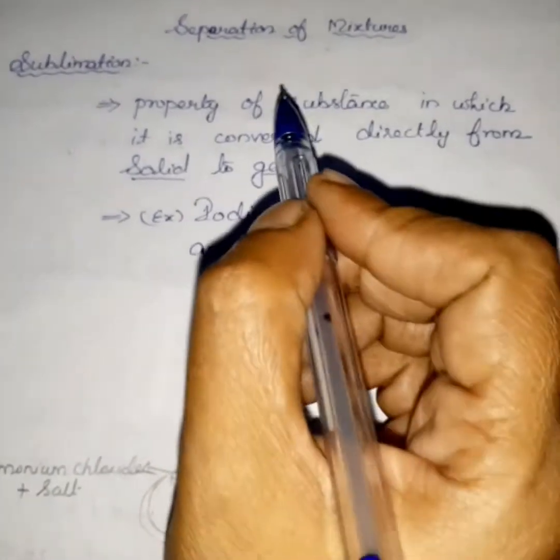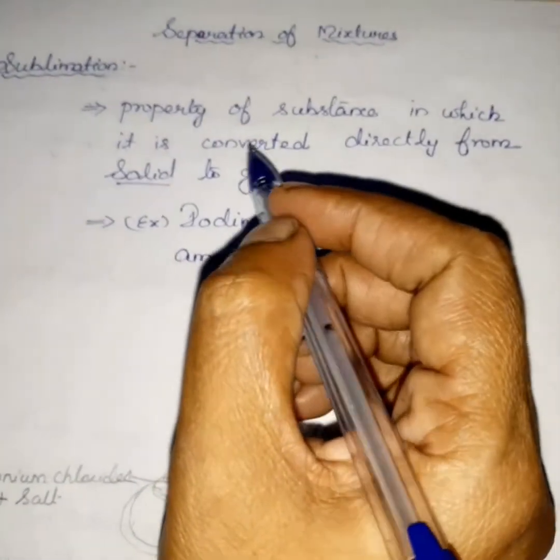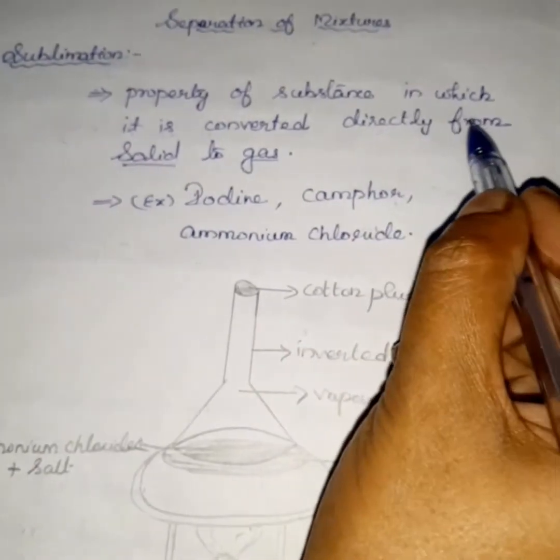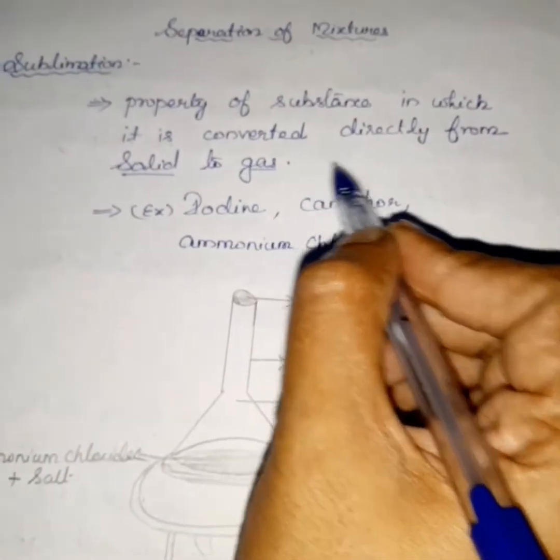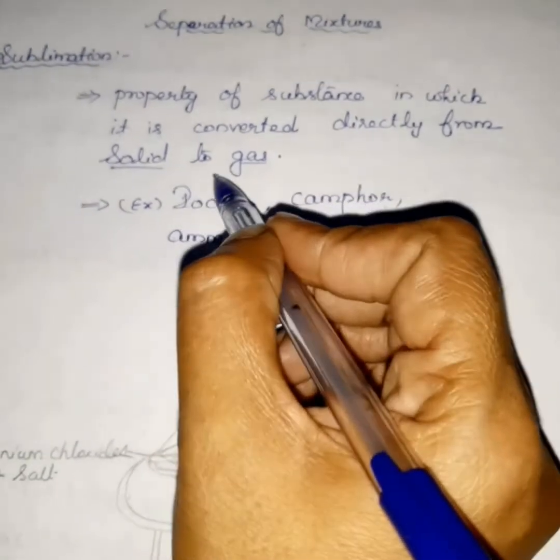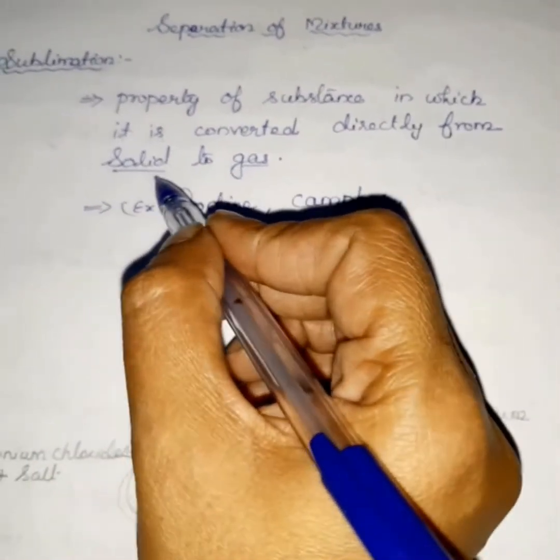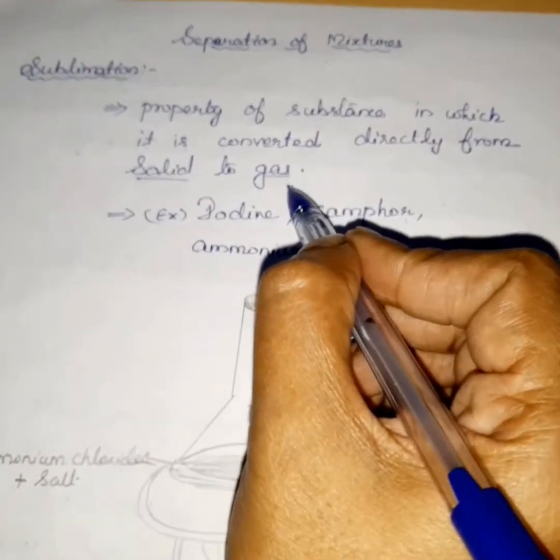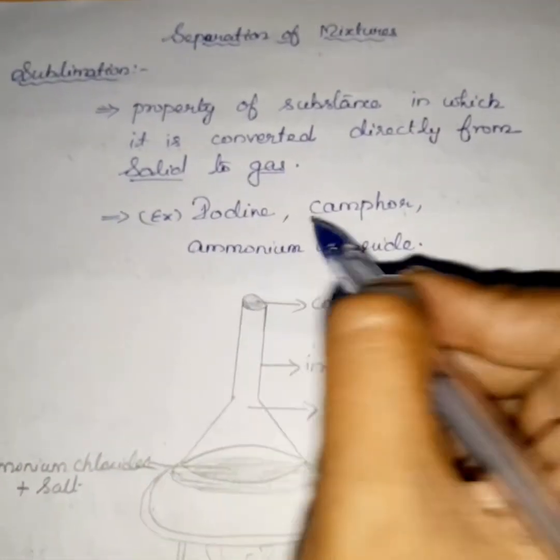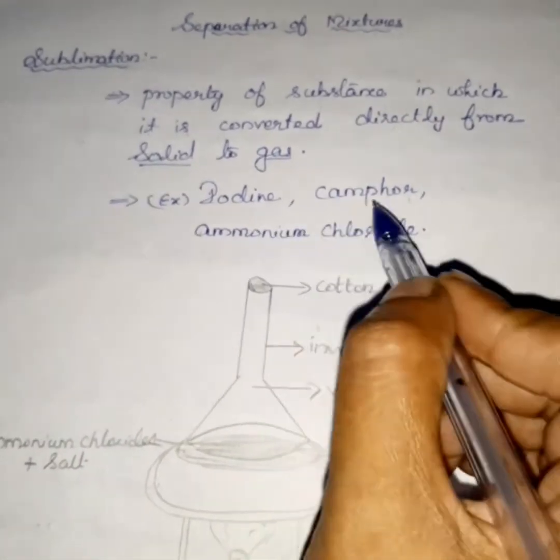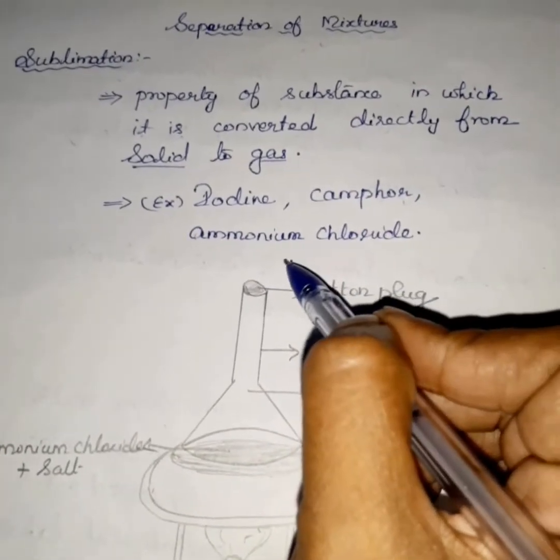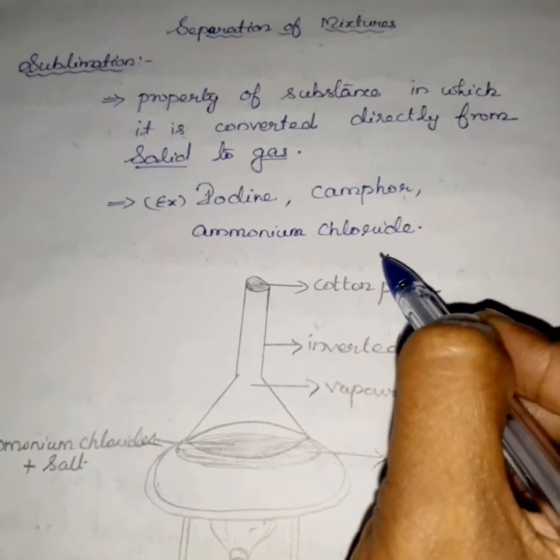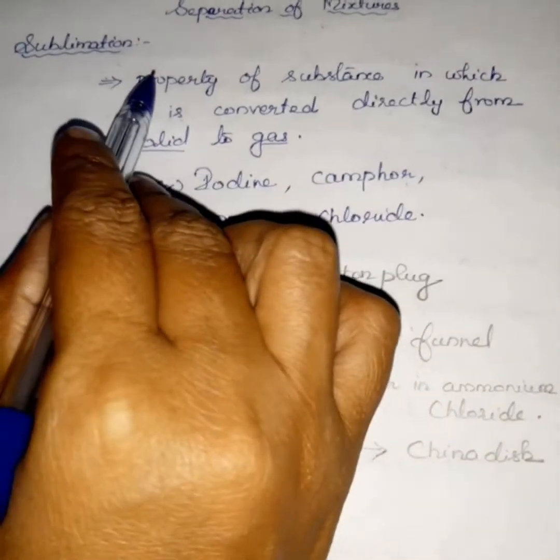What is sublimation? Sublimation is the property of a substance in which it is converted directly from solid to gas. Very, very important: it is directly converted from solid to gas. Here some examples are given: iodine, camphor, ammonium chloride. These substances are separated with the sublimation method.